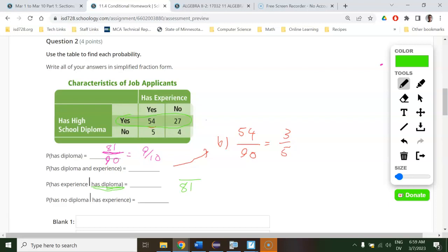Out of those 81, we're not looking at all 90 anymore. We're looking just at these 81, and out of those 81, how many have experience? The ones that have job experience would be these ones here. So out of the 81, 54 have experience. The probability you have experience, given that you're looking at the diploma people, is 54 out of 81, which cleans up to 2/3.